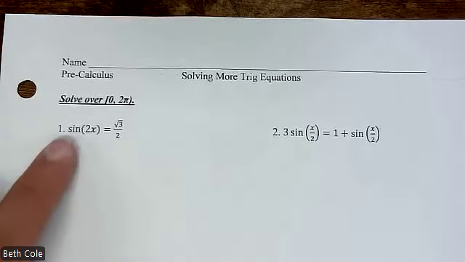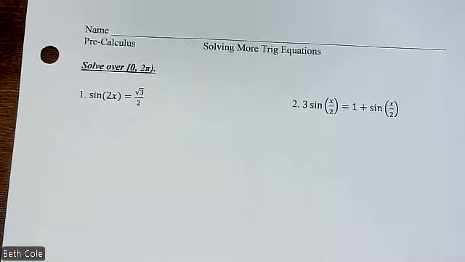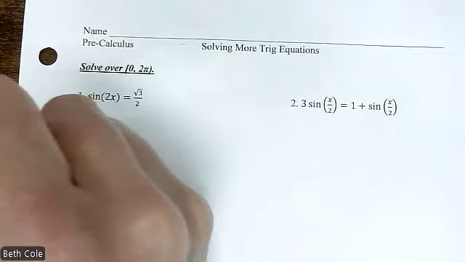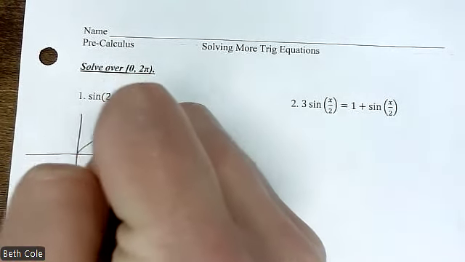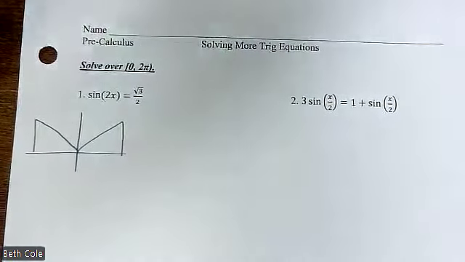So sine, and this is positive. Sine is your y value. So what quadrants is your y value positive in? Yep, 1 and 2. But your y value is positive. So it looks like little kitty cat ears.